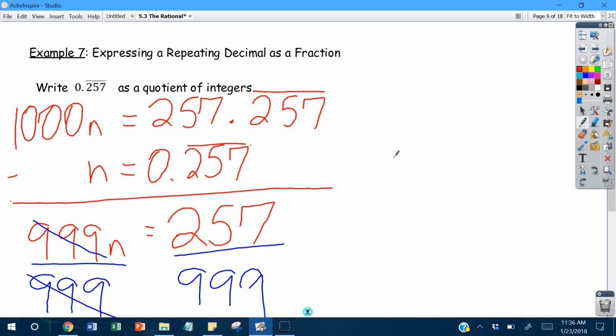In the next lecture, we're going to look at multiplying, dividing, adding, subtracting, and doing some problems involving fractions. So that's what you have to look forward to.